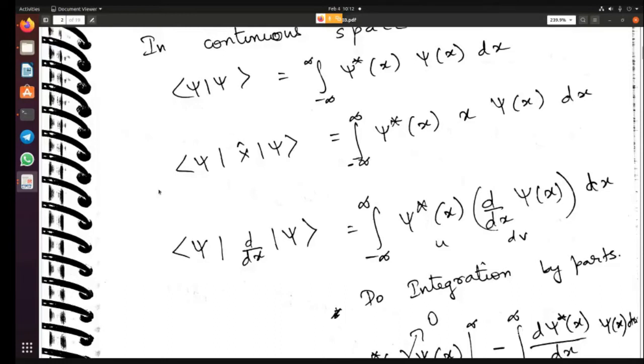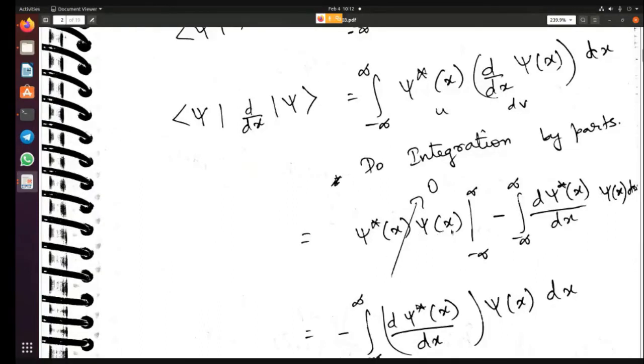Then similarly you can find the expectation value, or the average value, of d by dx. Again it is the same thing. You have psi star of x into d by dx into psi of x, integrated from minus infinity to infinity over dx. Now, because this is a d by dx term, how do we simplify this further? We can just do integration by parts. If this is our u and this is our dv, then we get uv minus the integral of v du. So that's what we'll do.